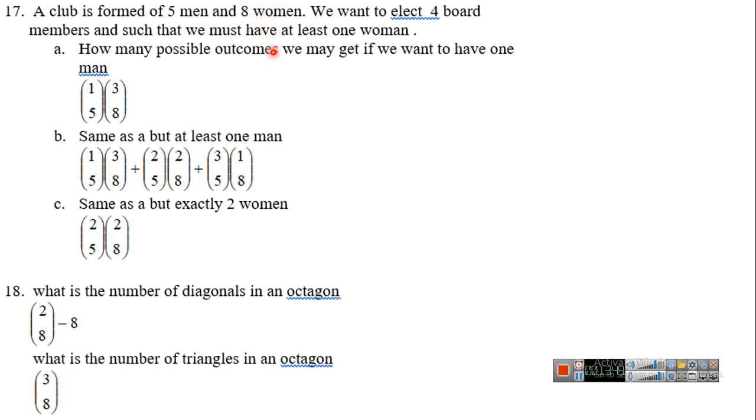They didn't say that we want to elect a president, vice president. They want to elect any 4 board members. So this is combination. If you have, for example, titles, it will be arrangement.